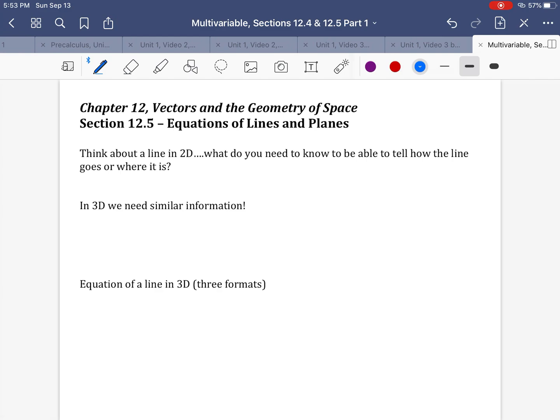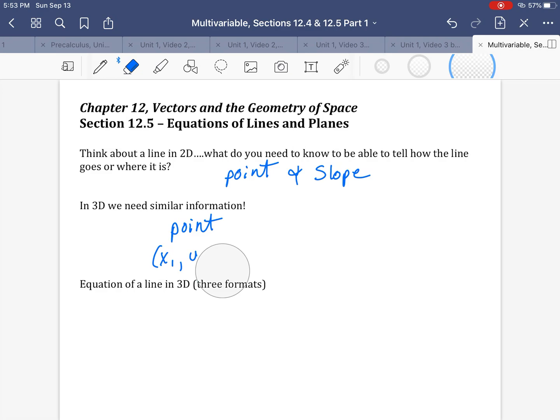All right, so hopefully you said you need some kind of point that it goes through, or some kind of place to ground it in a way, and you need its slope. You need the direction it travels. So for 3D, you need similar information. You need a point. So we're going to call that x1, y1, and z1.